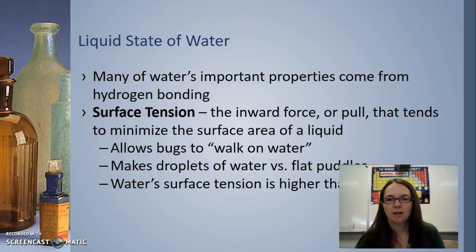It tells you right here that a lot of its properties come from hydrogen bonding. We've already discussed that, but it's been a while. If you need a refresher, go back to chapter 8. Hydrogen bonding gives water something called surface tension, which is the inward force or pull that tends to minimize the surface area of a liquid.